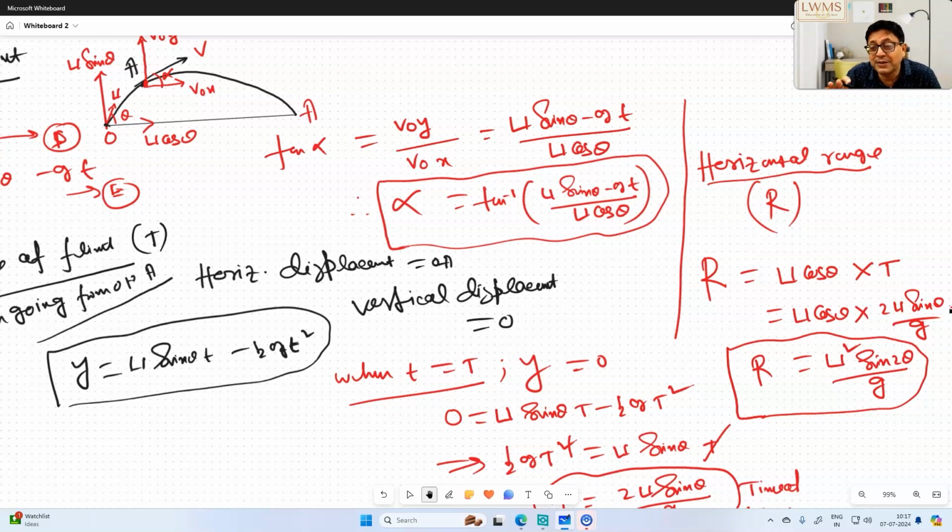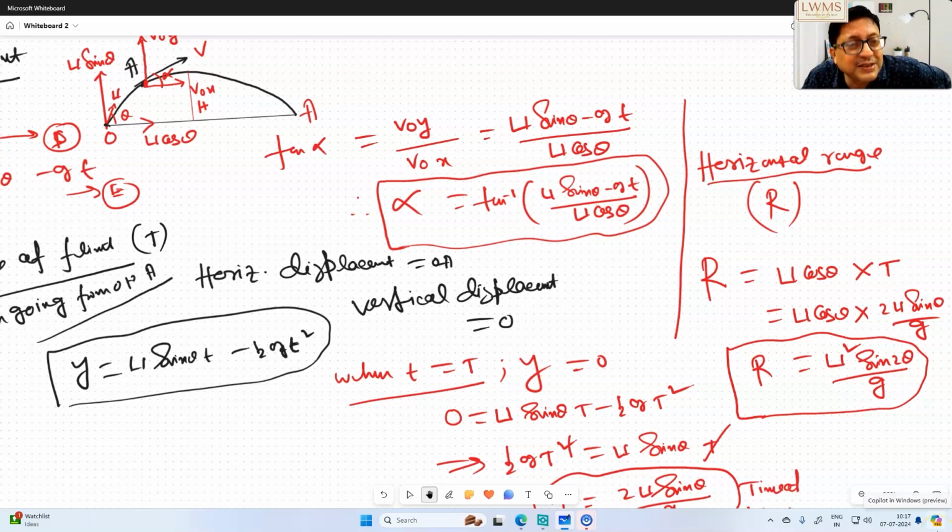We'll make some observations here, but let us derive all the relations first. I'll tell you how this can be used in sports. R equal to u square sin 2 theta by g. But wait, let us find the vertical range. What is the maximum height the projectile can travel above the ground? This is called the vertical range, h.